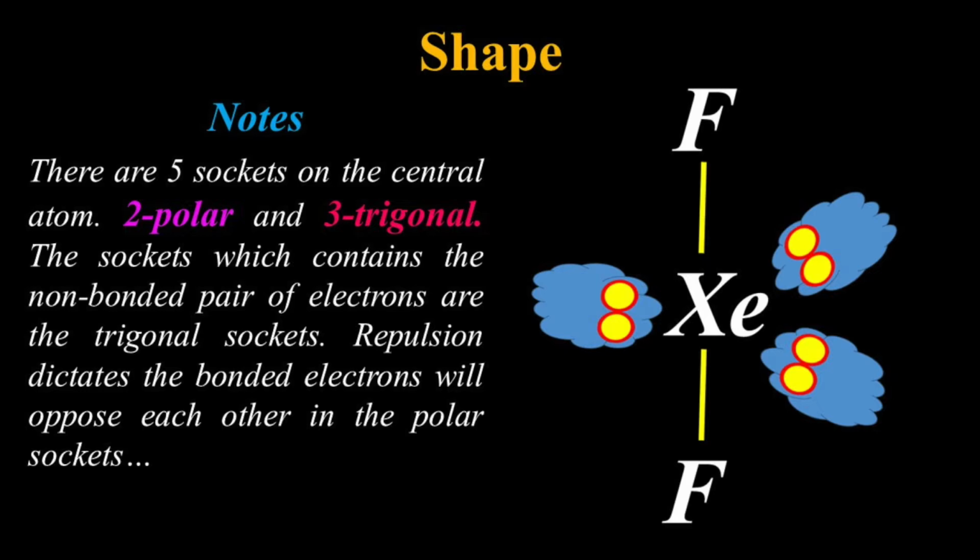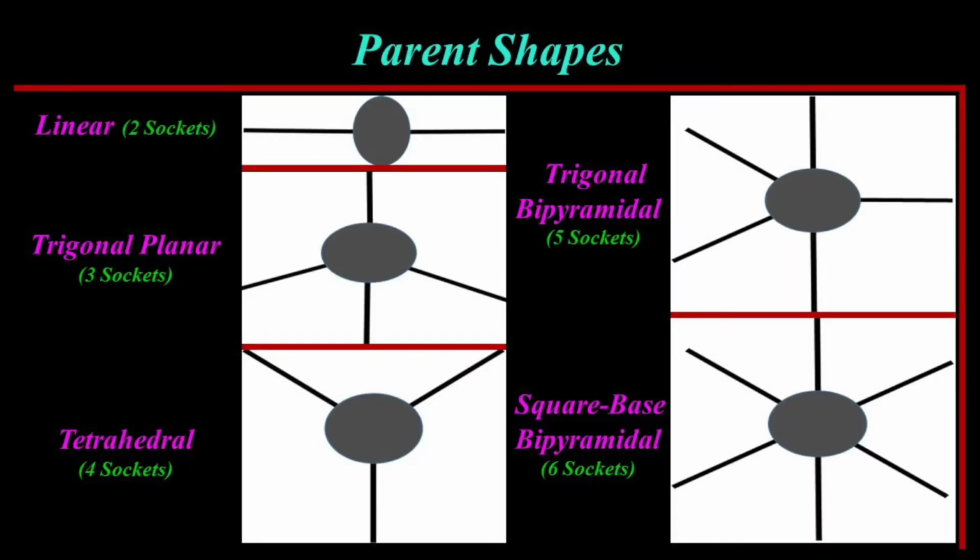So I have a note here. It says there are 5 sockets on the central atom. There's going to be 2 polar and 3 trigonal. The sockets which contain the non-bonded pairs of electrons are the trigonal sockets, as opposed to the polar sockets, which have the fluorine. Repulsion indicates the bonded electrons will oppose each other in the polar sockets.